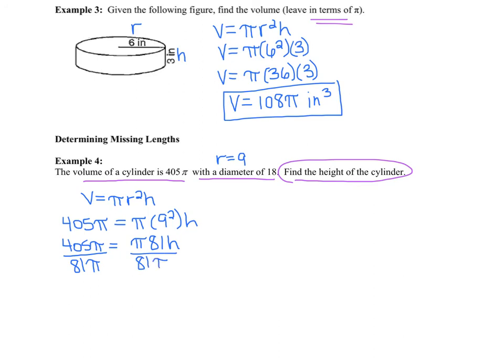81 pi to get h by itself. Now the pi's are going to cancel here, and so is the 81. So we're left with h. So we have our height. That's our h. So when we divide this right here, that's going to give us our height. So if you look here, we're going to divide 405 by 81, and that's going to give us 5. And then what happens with the pi's? Well, pi over pi equals 1. Anything divided by itself equals 1, so they cancel out. Therefore, your answer is 5 units is equal to our height. And that is your final answer.